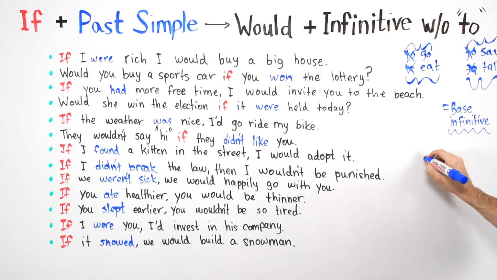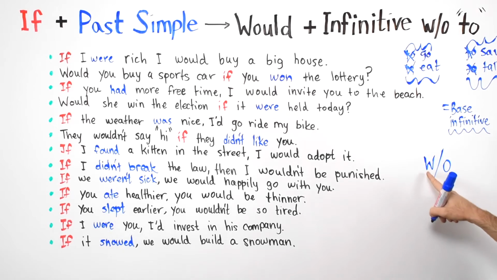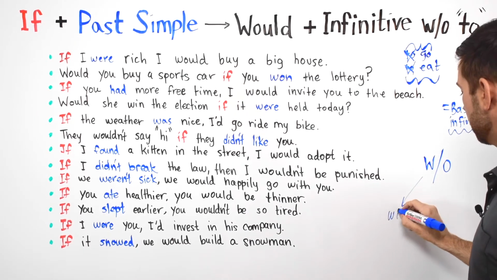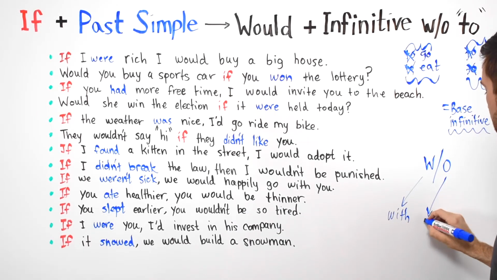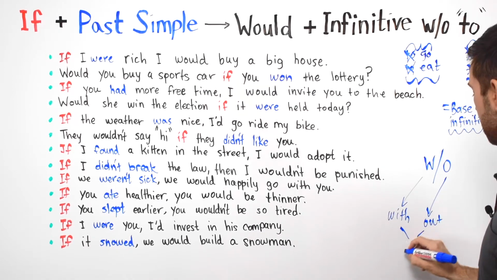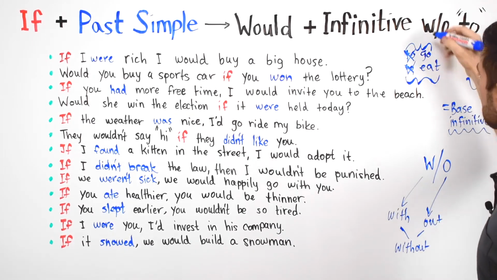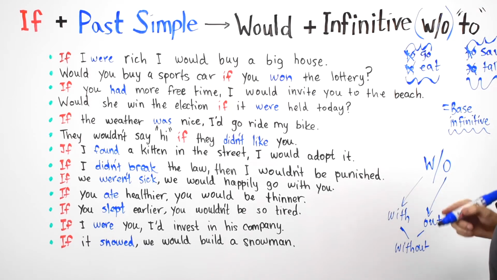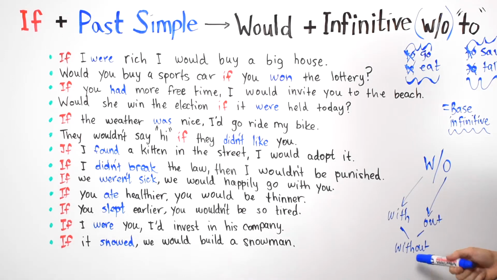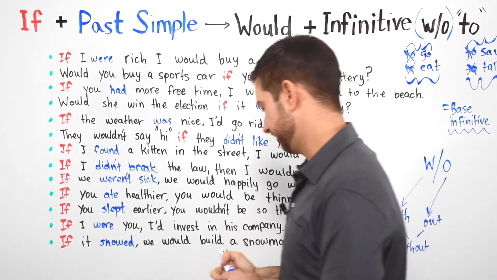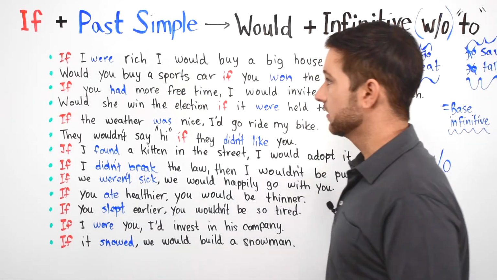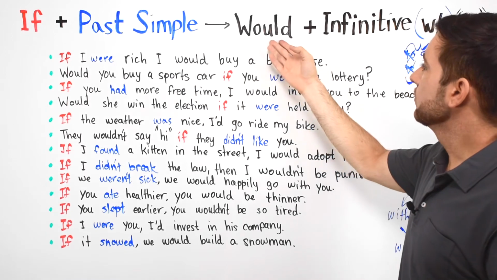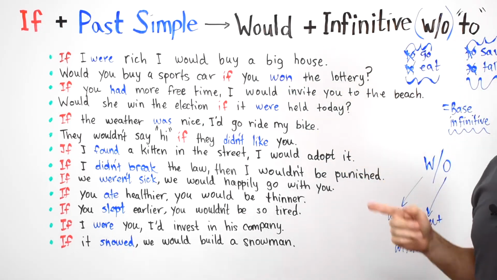W/O. See how we do that in English? This right here means with, and this right here means out. So when you put them together, it becomes without. And sometimes English speakers write W/O with a slash right here. We do that to write the word without when we want to make it short. So again, let's look. If plus the past simple, and then you have the word would, and then you have the infinitive without to.